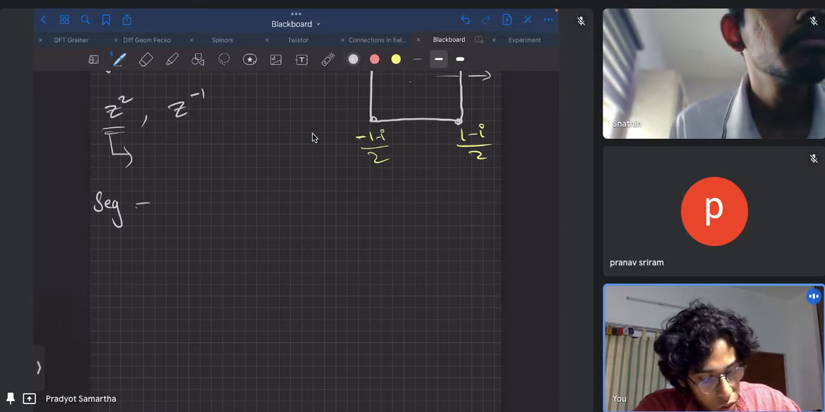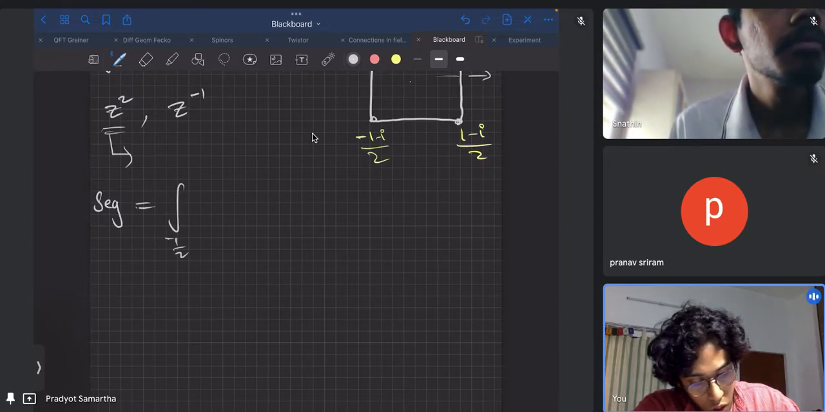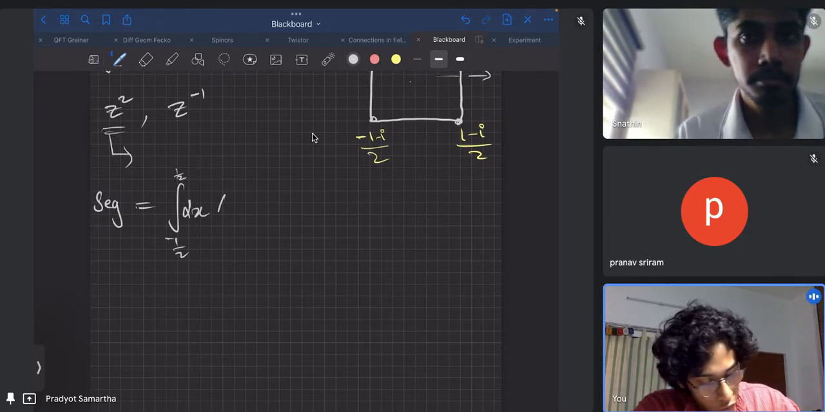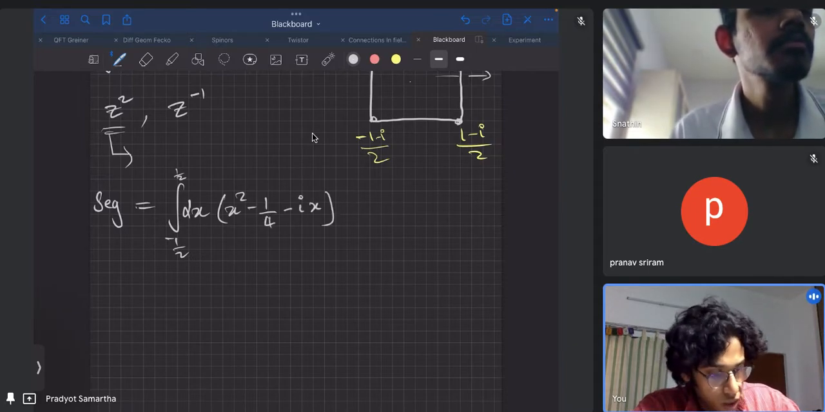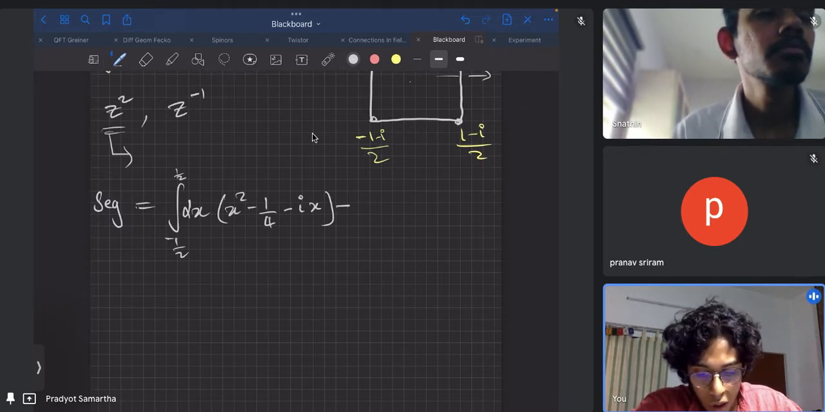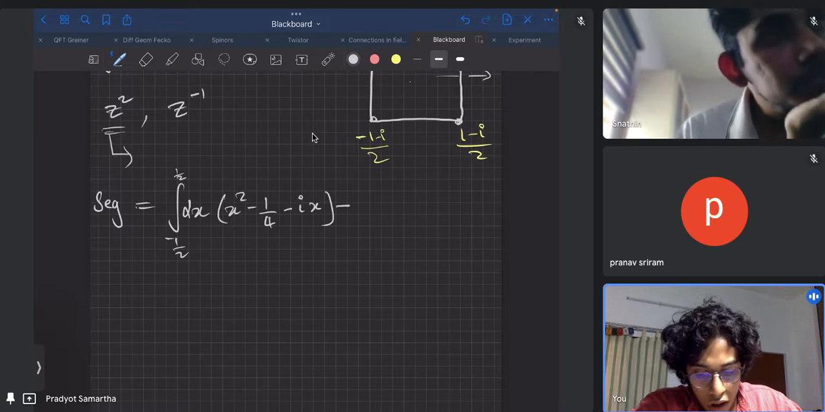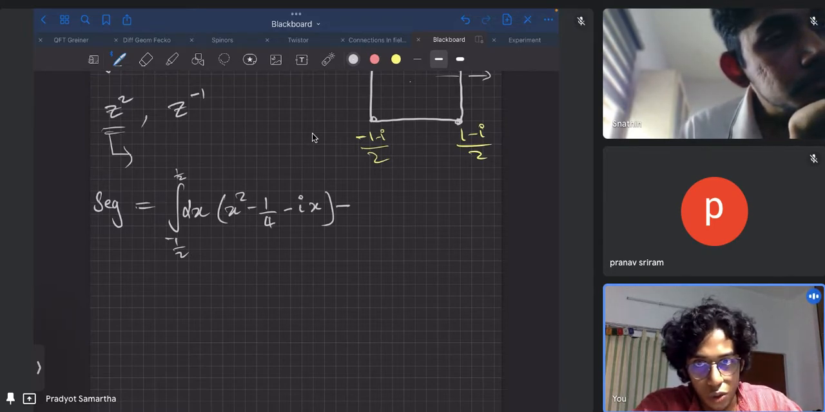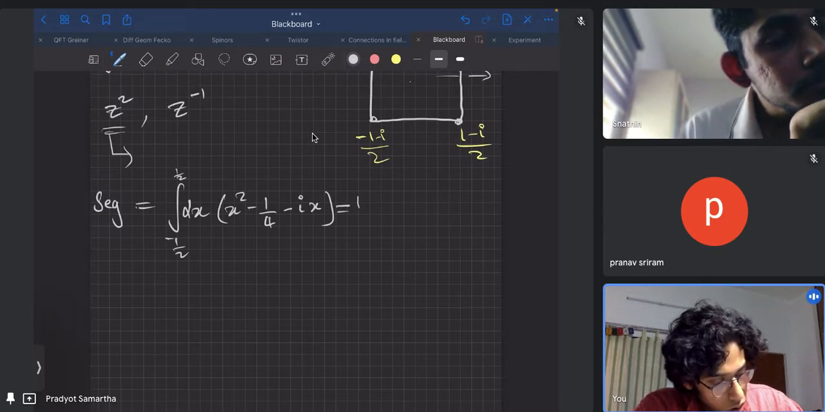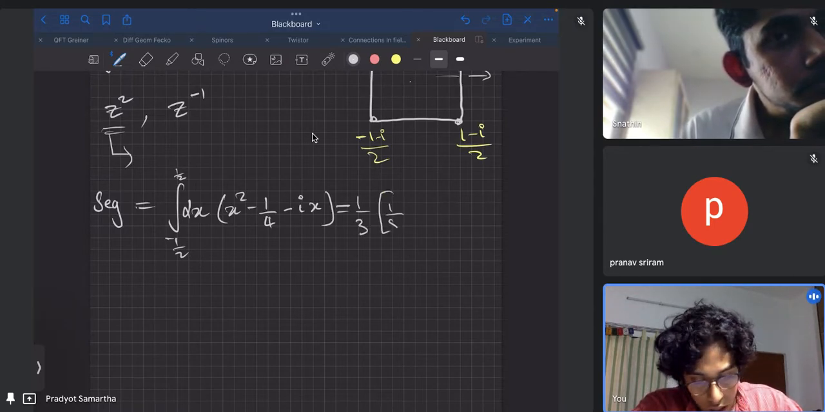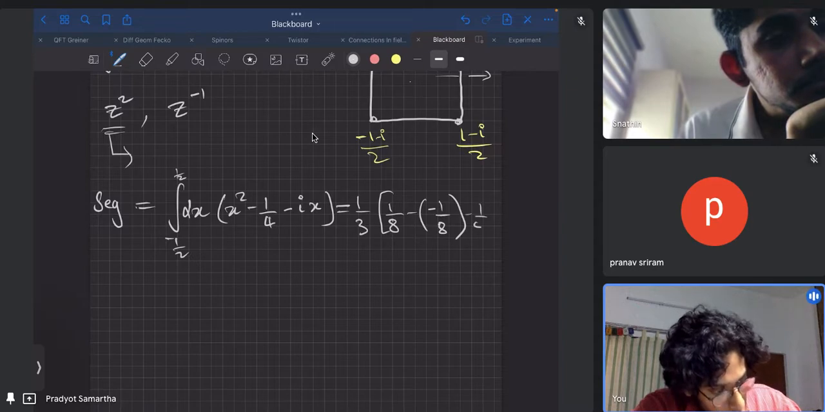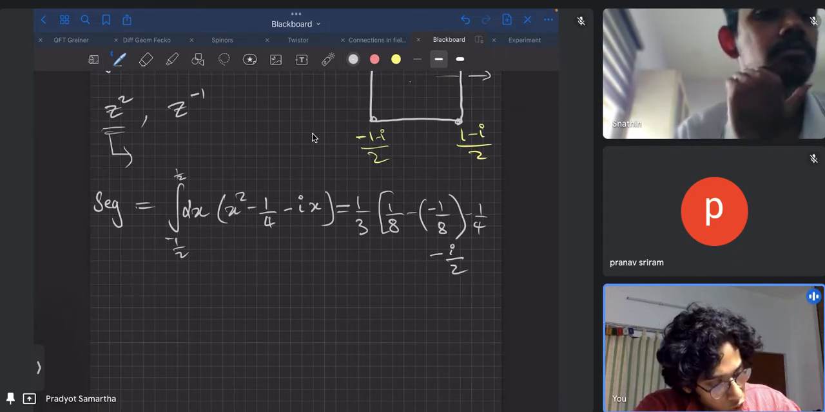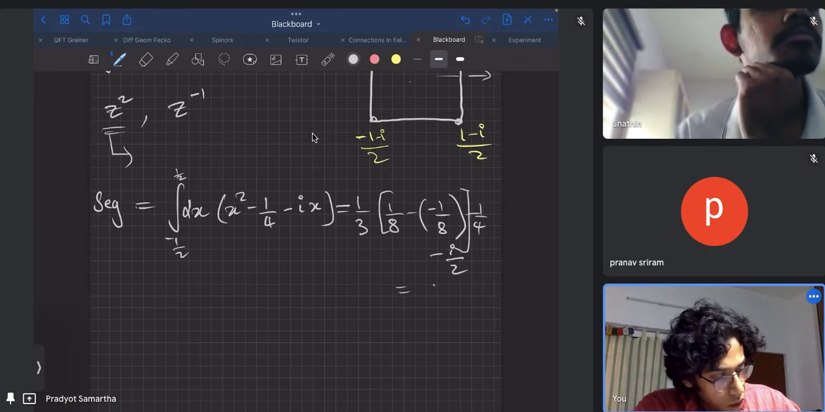The integral of segment 1 is equal to the integral from minus half to half of dx of x square minus 1 by 4 minus x. You can work out how this actually works, but it is essentially z square. Then it is equal to 1 by 3 of 1 by 8 minus 1 by 8 minus 1 by 4 minus i by 2. You'll find that this whole thing is equal to minus 1 by 6.